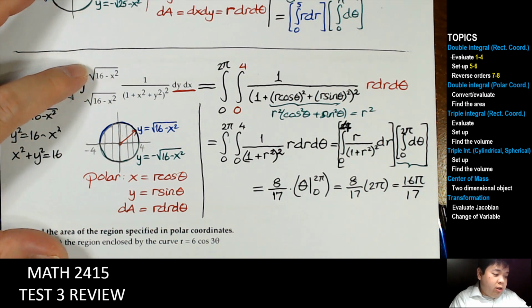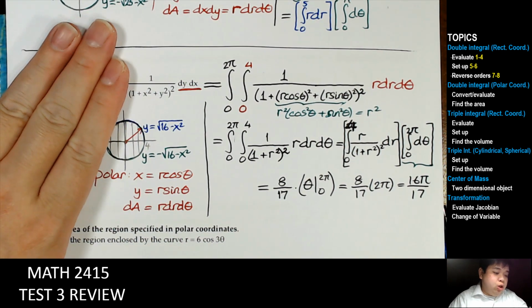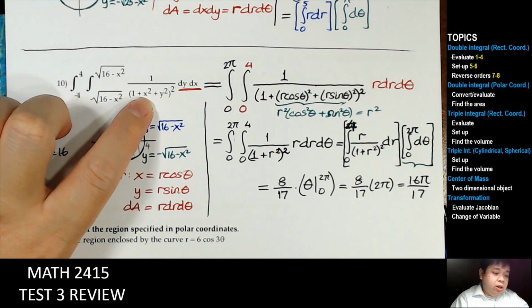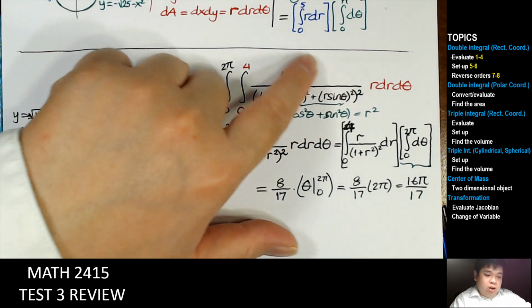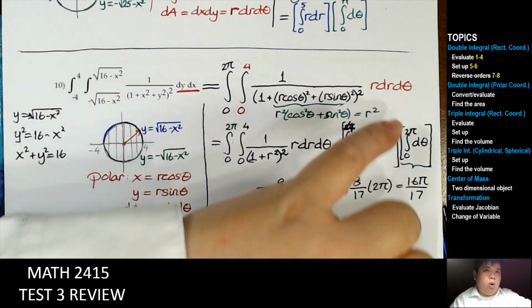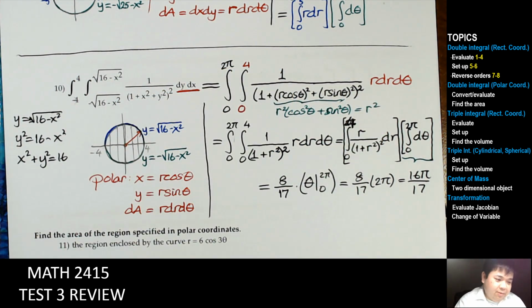Right. So first we have to draw the limits to know how to convert the limits. And that has nothing to do with the function inside. For the function inside, x is r cosine theta, y is r sine theta, and then we convert that to r and theta, so that's the function. dy dx or dx dy doesn't matter, it will be r dr d theta in polar coordinates.